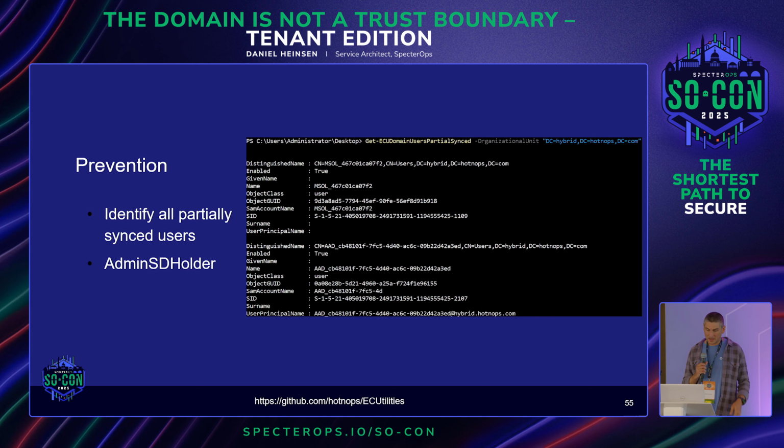On top of that, I have a couple scripts. I would not claim that they're well supported or even well developed, but they get the job done. They're in my GitHub called EC Utilities, that's Entra Connect Utilities. And this one does Get-ECDomainUserPartiallySynced. All it's going to do is go through all the users in the metaverse and see if each has a connector to Entra ID.